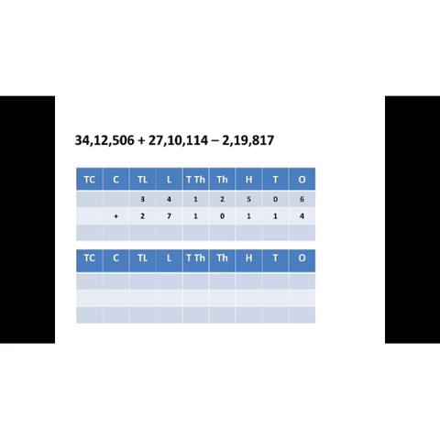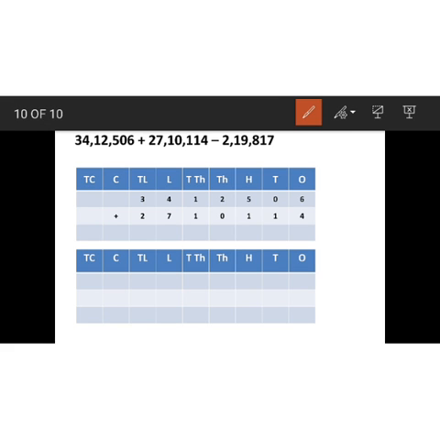The numbers given are 34 lakh 12,506 plus 27 lakh 10,114. And then we have to subtract 2 lakh 19,817. So now let's do. We have to add the first two numbers. So here the numbers are written in the columns.